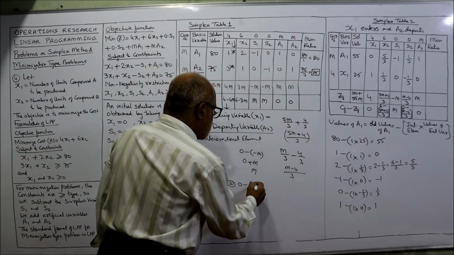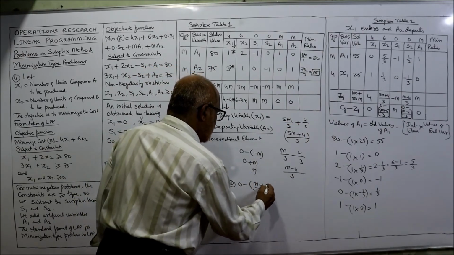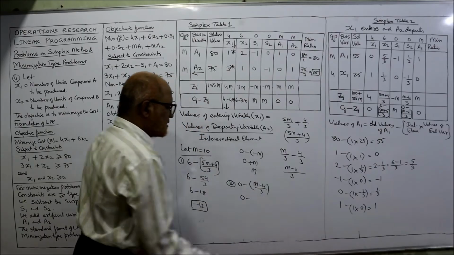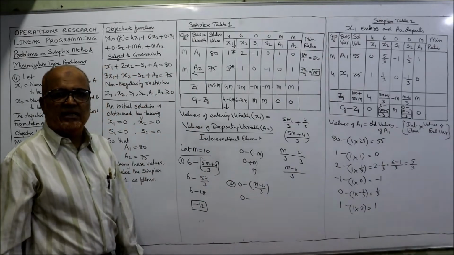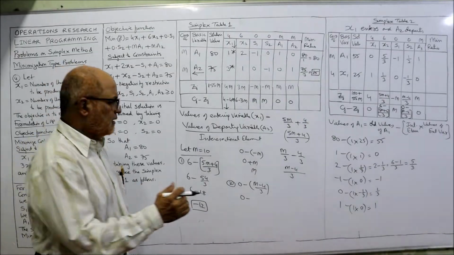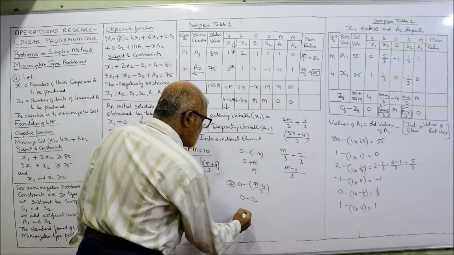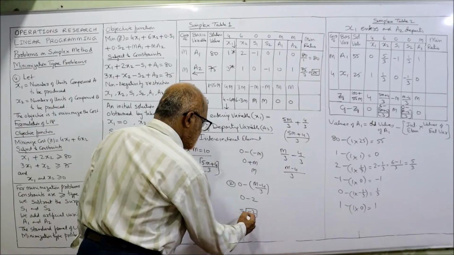M minus 4 divided by 3. 0 minus M is 10. 10 minus 4 is 6. 6 divided by 3 is 2. So 0 minus 2 is minus 2.